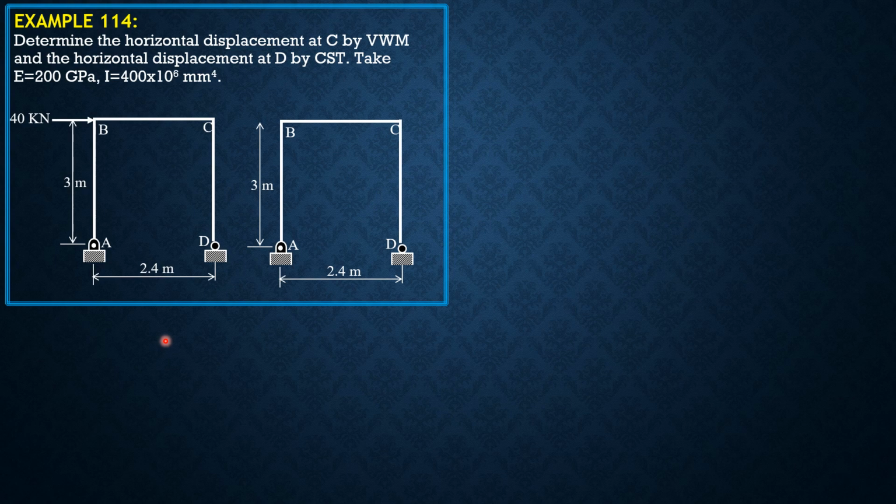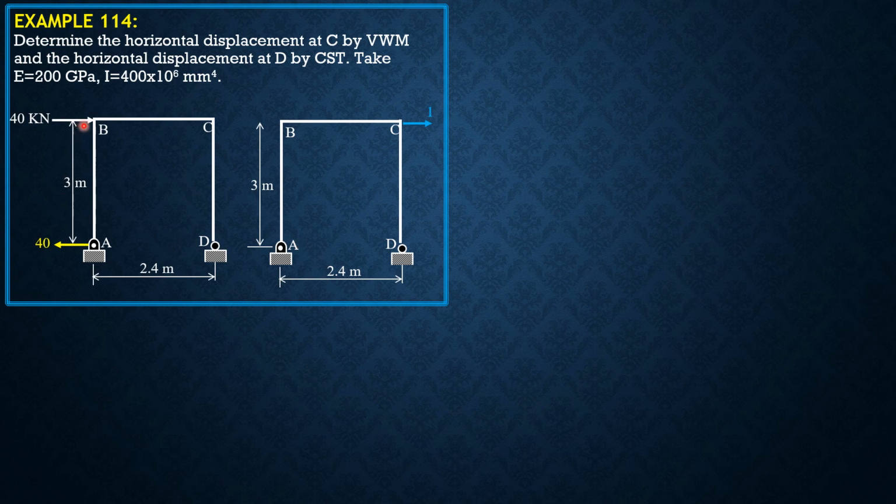So by virtual work method, we apply a unit rightward load at C. Then we solve for the reaction at D. Reaction at D times 2.4 equals 1 times 3.